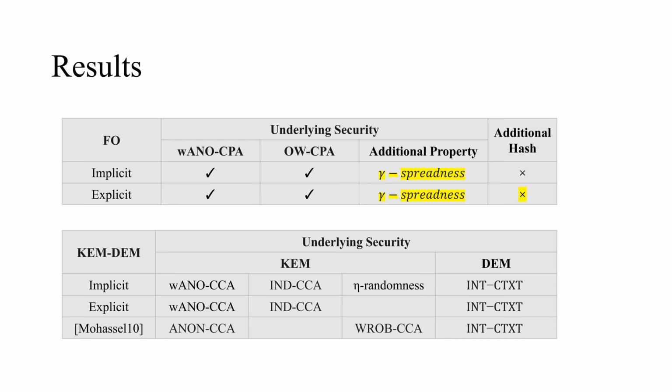Hi, thanks for your talk. When I was looking at your results, I was a bit surprised that the implicit rejection variant also needs to require Gamma-spreadness. Is this just a proof artifact because you are using the extractable quantum random oracle model, or do you think that this additional requirement is actually meaningful because it has an impact on security?